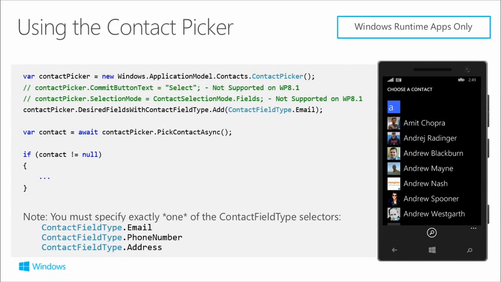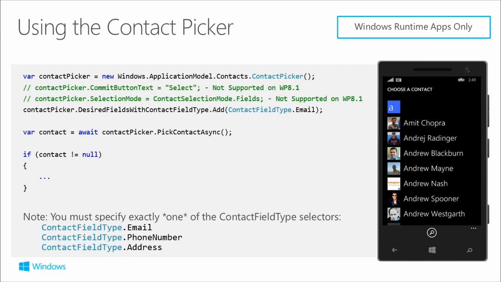Then on Windows Phone, again, as with Windows, there's this DesiredFields with ContactFieldType. So you can say to the Contact Picker, I want to get back the email, or I want to get back the phone number, or I want to get back the address from this search. And you've got to set one of them, and only one of them, on phone. On big Windows, you can select one or more of them. So once you've configured the ContactPicker instance, then you just call PickContactAsync.